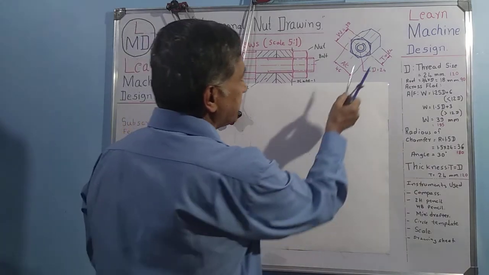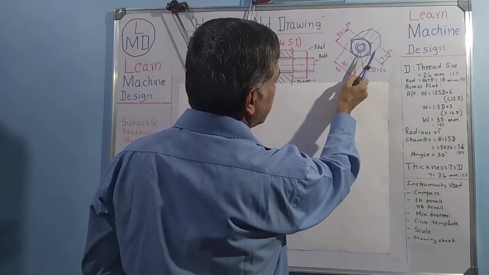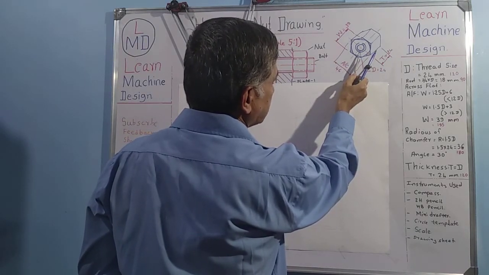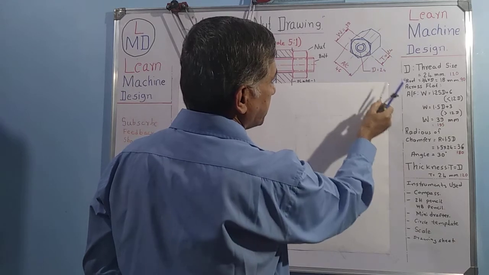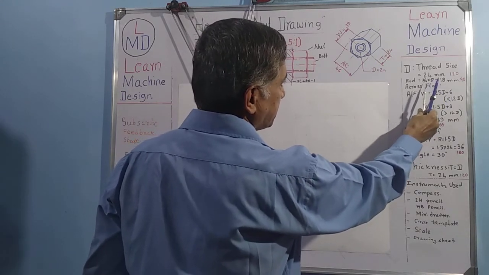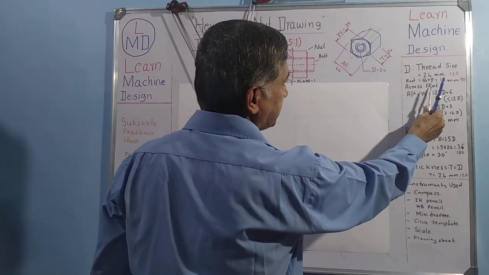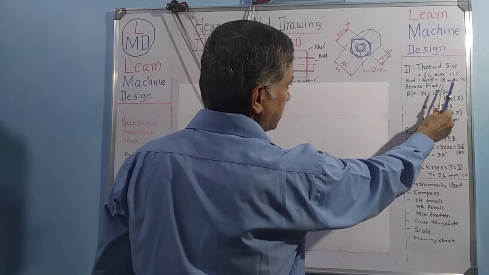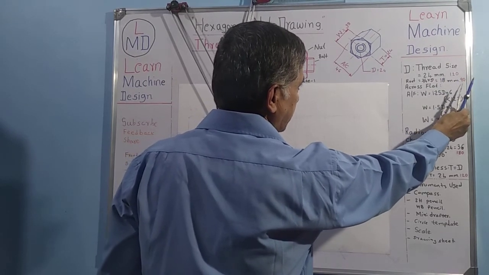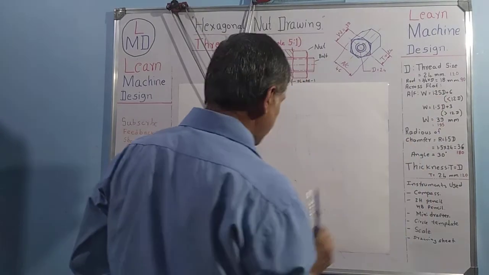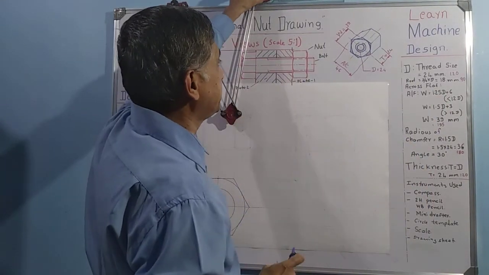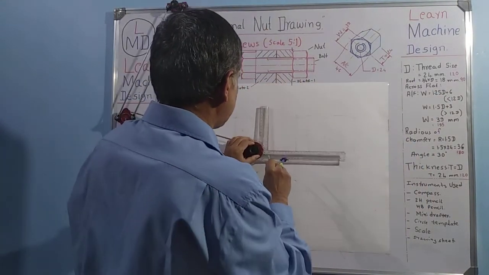That means this circle. Now we have drawn this circle and we have to draw this circle. For that, the formula is 3/4 into D. D is 24. Here the actual size is 80, but for this drawing purpose we have to take 90. So I have to draw a 90 dia circle.